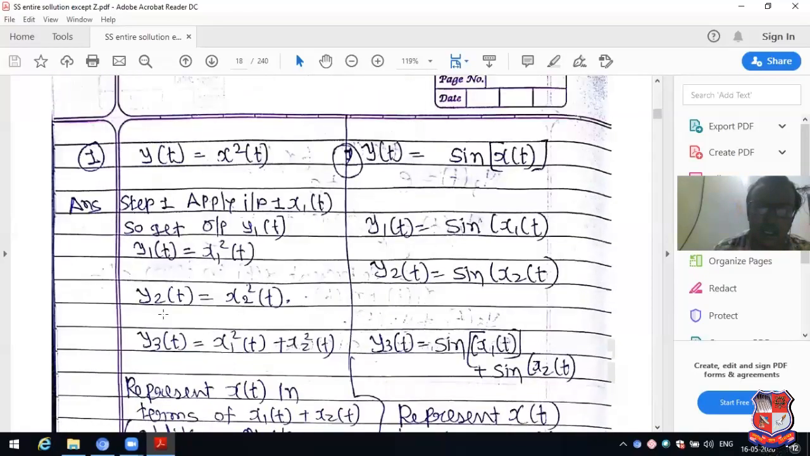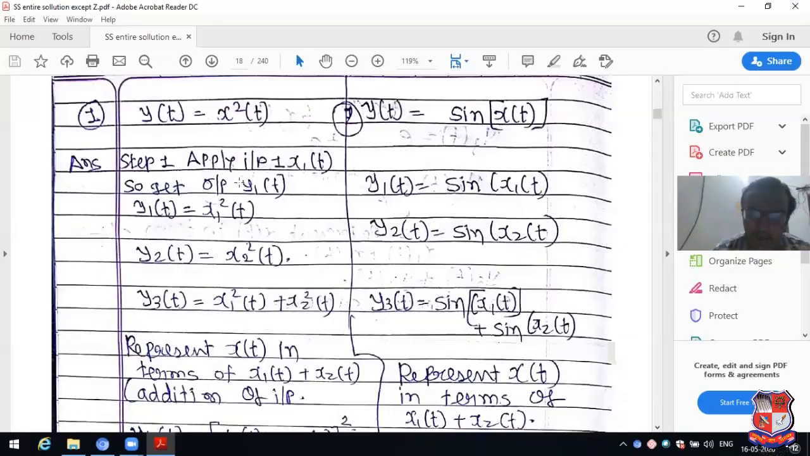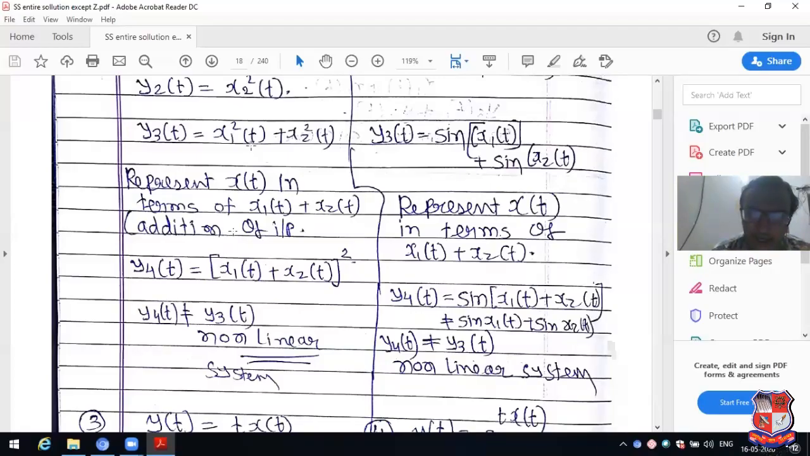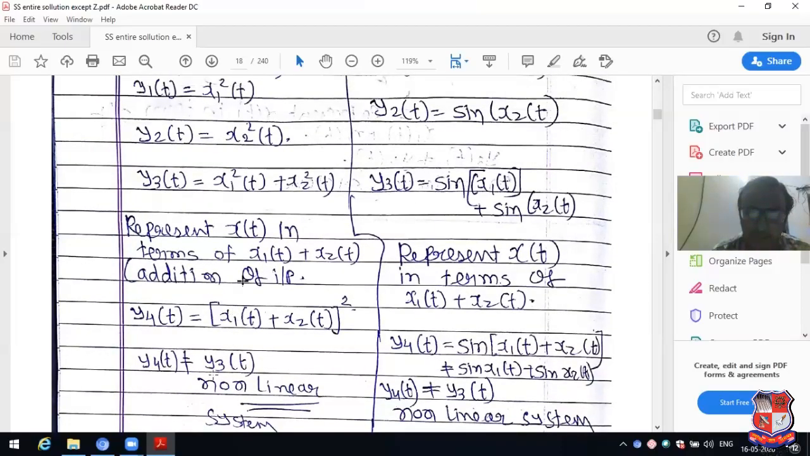Now see, here if the entire square is present, a plus b all square is present, not a square plus b square, so it is a non-linear system. Why? Because we can apply the a plus b all square formula, which is a square plus 2ab plus b square. This type of formula can be developed here, so it is a non-linear system. But I have just made a silly change in this particular example.